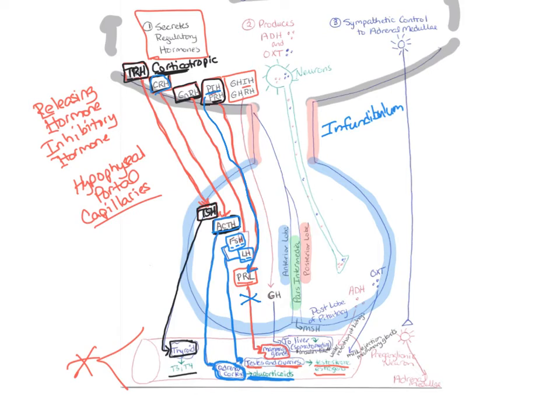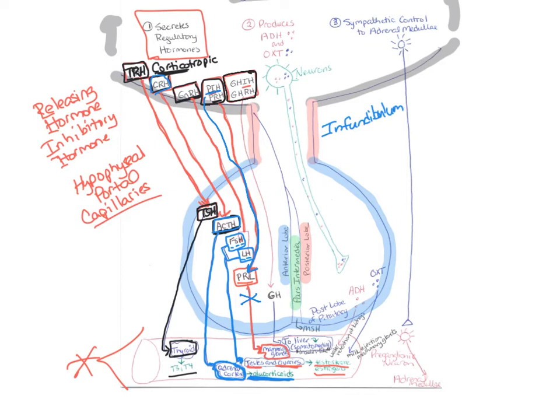So PIH and PRH, they both affect the anterior pituitary. One will cause prolactin to be secreted. The other one will inhibit prolactin from being secreted. Then finally, we get to our last hypothalamic hormones, which are called GHIH and GHRH.